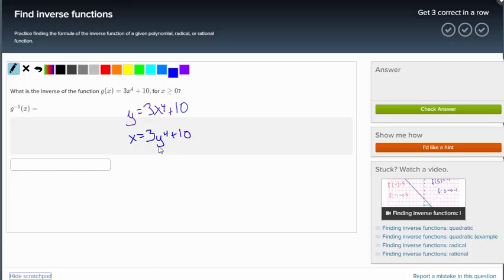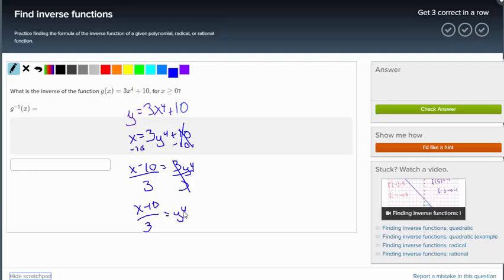And now my goal is to get y by itself. So I have a 3 times something to the fourth power and a plus 10. I have to figure out what I get rid of first. I do reverse order of operations, so I get rid of the 10 first. Subtract 10 from both sides. So this becomes x minus 10 equals 3y to the fourth power. Reverse order of operations says we divide both sides by 3. That goes away. So I have x minus 10 over 3 equals y to the fourth.